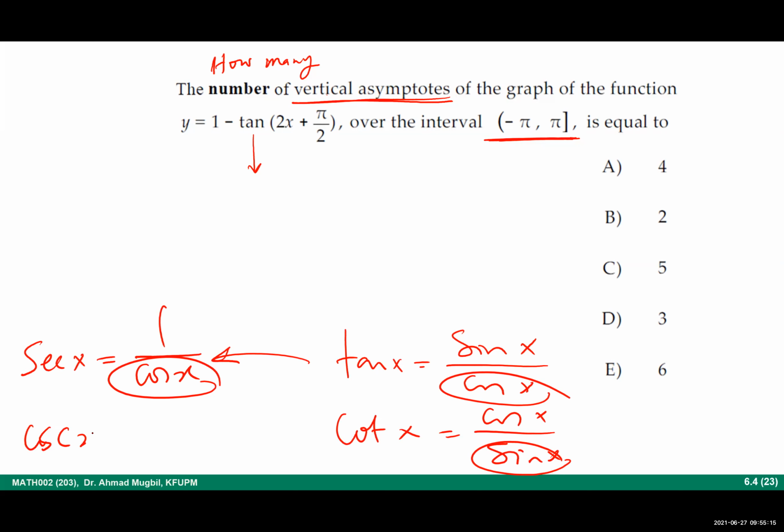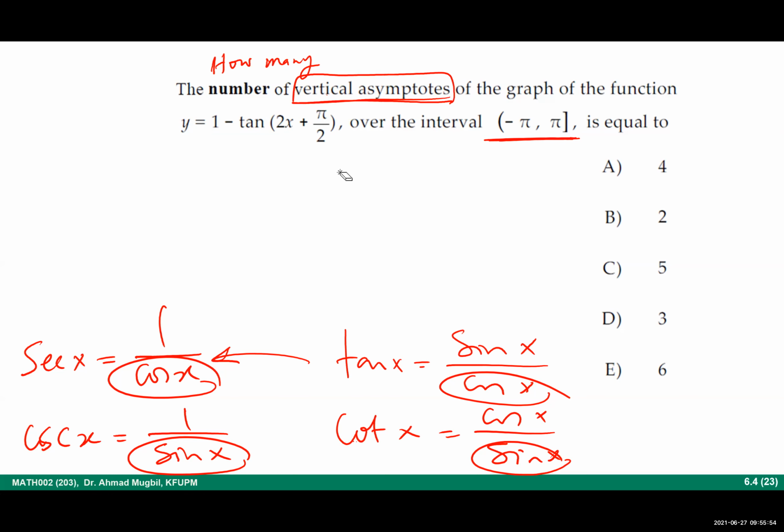Because what are the vertical asymptotes? They are the values at which the denominator is 0. So if I put here secant instead of tan, the question will be the same, the answer will be the same, the solution will be the same when we ask about the vertical asymptotes. Similarly, the vertical asymptotes of cotan are the same as the vertical asymptotes of cosecant. Come on, guys, please. Is that clear? And you know now why?